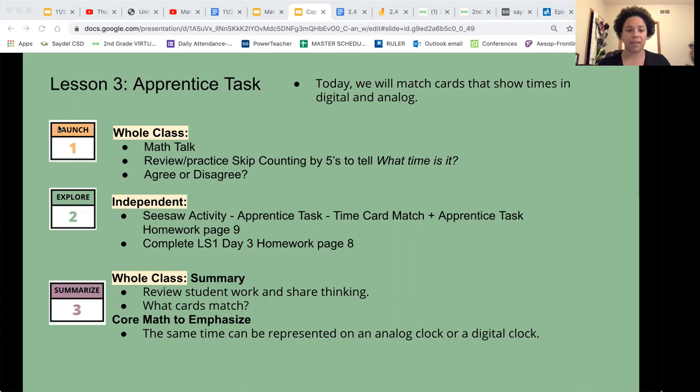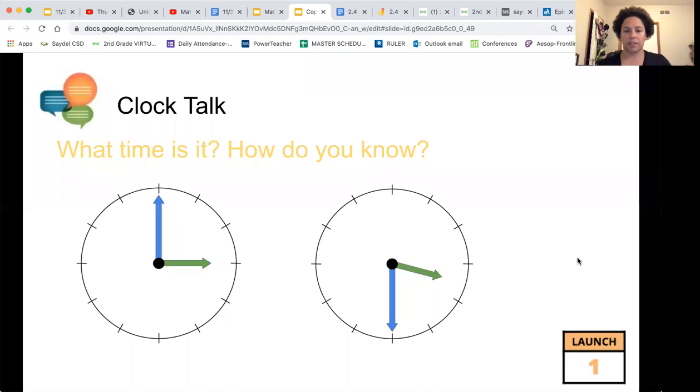The most important thing to remember about the lesson today is that the same time can be represented on an analog clock or a digital clock. Here is our clock talk. What time is it and how do you know?